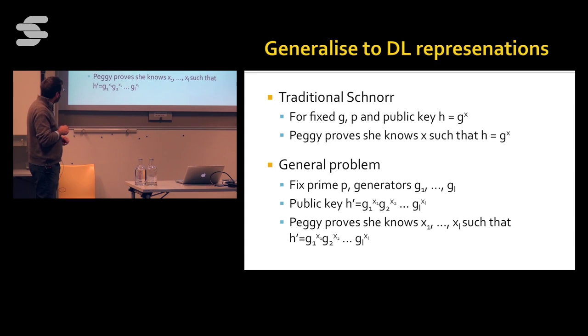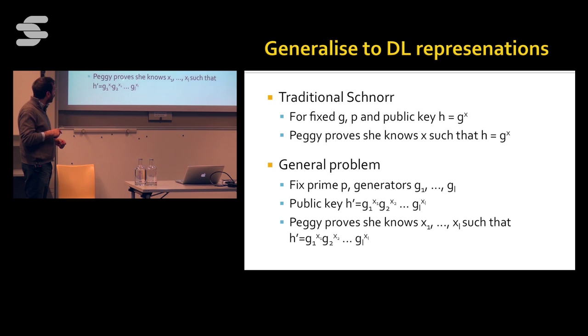However, we can also have a more general problem where instead of having a single G, I have many Gs, G1, G2, up to GL. And then instead of just having a very simple public key, I have a bigger public key, if you want to call it a public key, which is this H prime, which is constructed as G1 to the X1, G2 to the X2, blah blah, GL to the XL. And now all of these X's are secret.